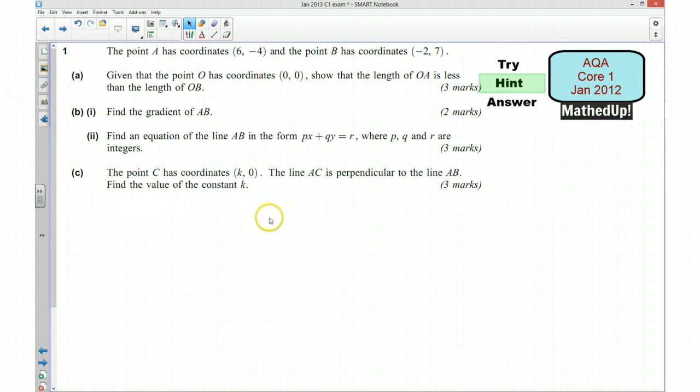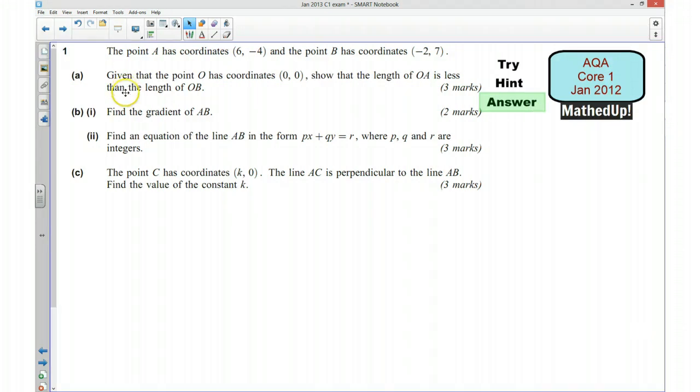Okay, those are my hints, so if you'd now like to pause the video and see if you can have a go at this question. Okay, the last part will be me going over the full solution to this question.